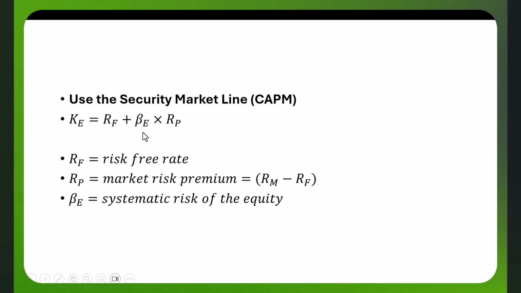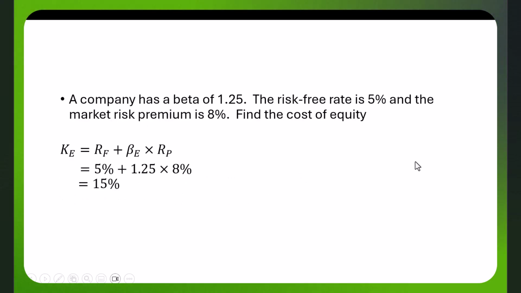Now, beta you can calculate by running a regression of the returns of your stock against the returns of some market index like the S&P 500, or you can just look it up. Okay, these are reported all over the place, like Yahoo Finance, to name one. Let's take a look at a simple example.